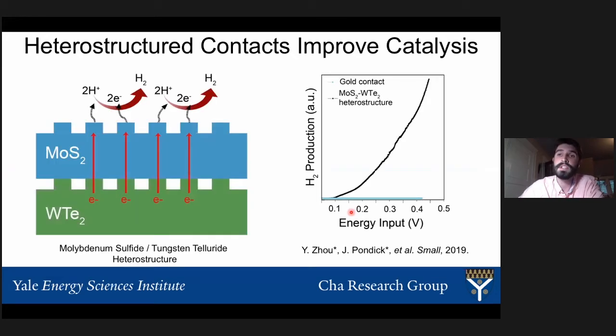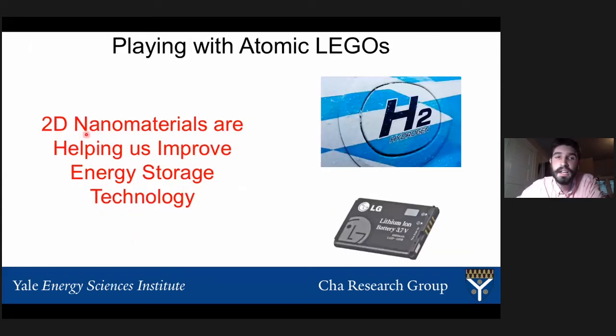But what we did was we swapped the metal contact for a heterostructured contact. We used a material called tungsten telluride and made a heterostructure with it, with moly sulfide. And now there's no energy wall between these 2 materials. So all the energy we put into the system goes straight towards making hydrogen, and we can make a lot more hydrogen than we could with a gold contact. That's just one example of how we use heterostructures in our group to study energy.